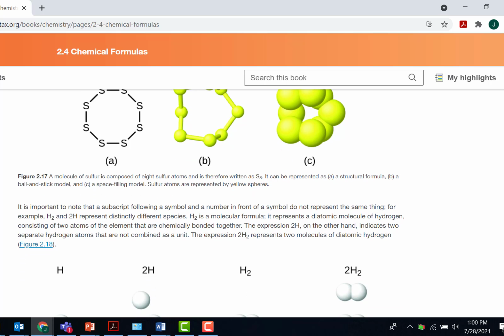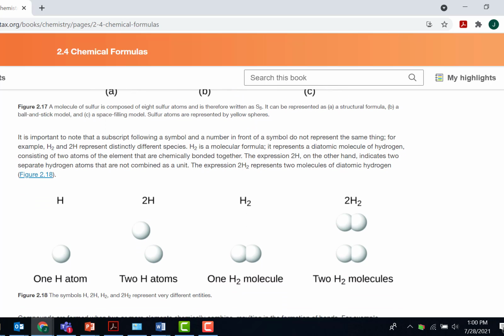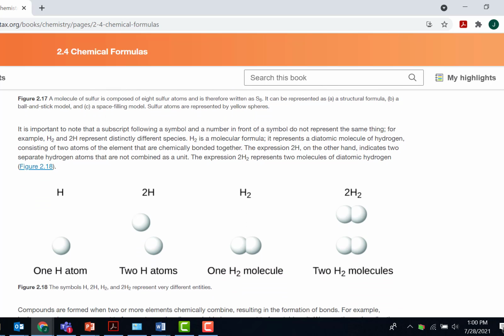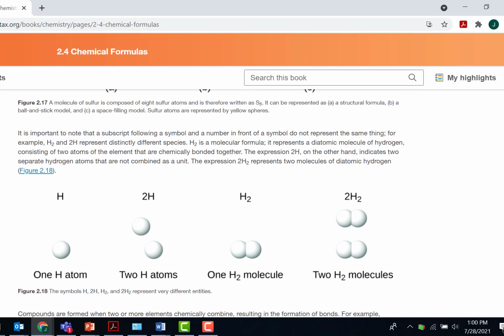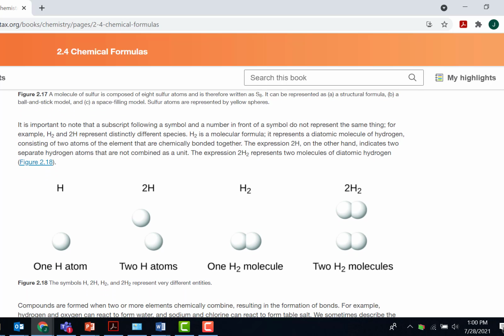So a few things I want to mention here, and your book does a great job in this figure of highlighting this. When we talk about atoms and molecules, and we've hinted at this in a previous section, what do we mean by that? So if we say H, we mean one H atom by itself. If we say 2H, we mean two hydrogen atoms, each one separate from the other, so two separate things.